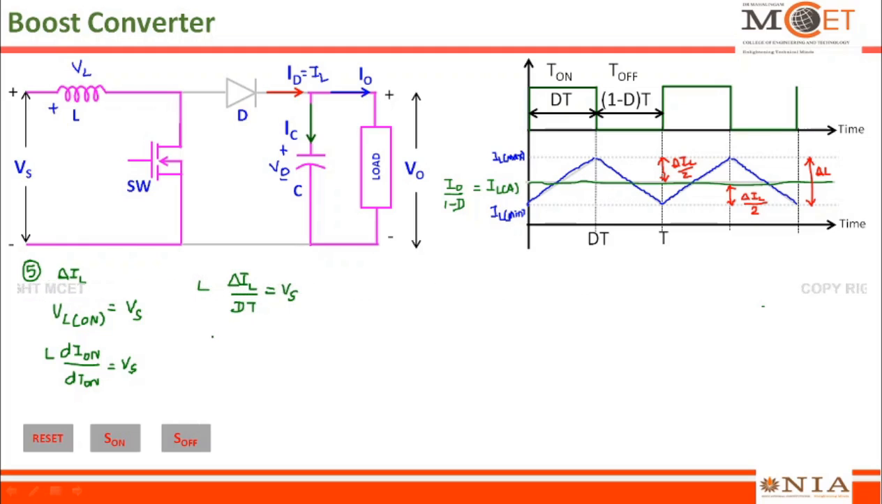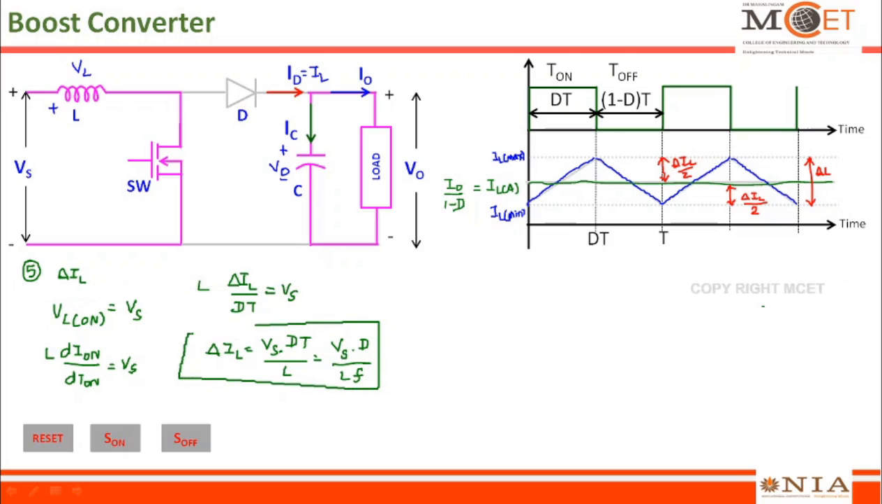If I calculate this delta IL from this expression, delta IL is equal to Vs into dt whole divided by L. Since t I can write as 1 by f, this can be written as Vs into d whole divided by L into f. So this is the expression for the ripple current in the inductor. So this is the next expression.